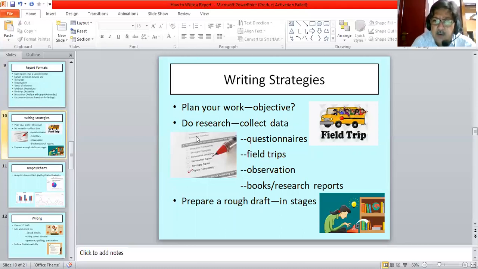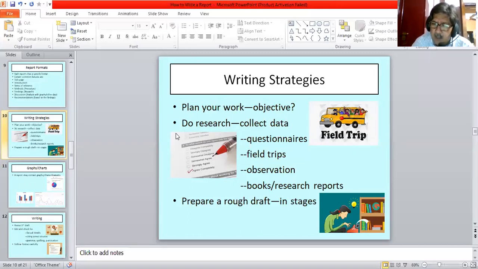Now, how do you plan the writing of the report? Let's go into the writing aspect of the report now. Now, have you planned out your work? What is your objective in writing the report? Have you done your research? Okay, first and foremost, you choose the objective. Okay, so let us say that my objective is to find out about the migratory birds which are visiting this national park in the months of winter. So I'm going to collect the data relevant for that report. So if that is my objective, so accordingly I have to collect my data and do the research.